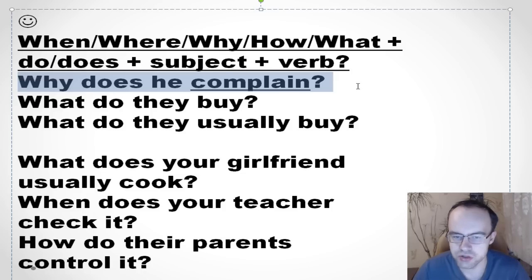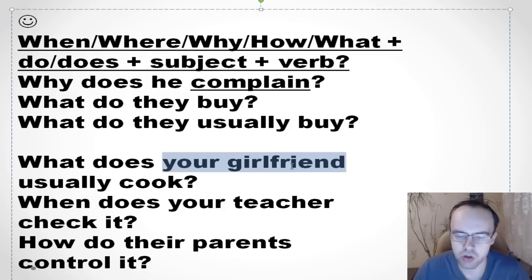What do they buy? Or what do they usually buy? What does your girlfriend usually cook? It's the same story. You just need to understand that your girlfriend means she. So we say does she, what does your girlfriend usually cook?